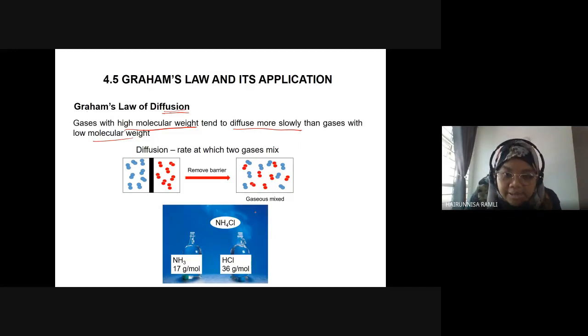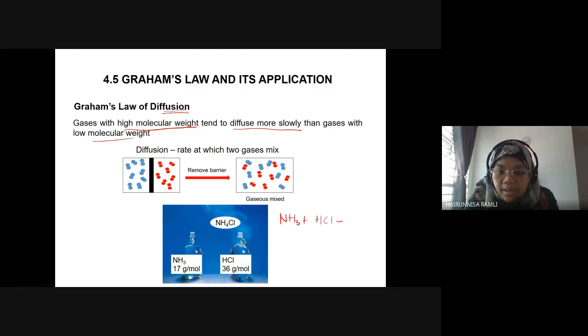For example, we have ammonia and HCl. This one is not hydrochloric acid. This is hydrogen chloride gas. So let's say you mix NH3 with HCl. The product should be NH4Cl, a white fume. You will get a white fume.